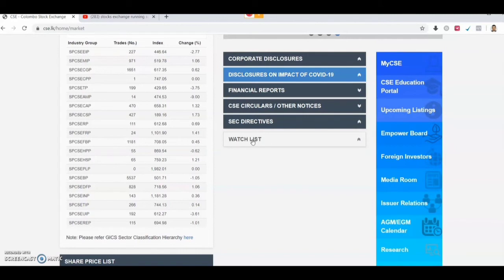So as investors, we need to be vigilant. Whichever company is under the watch list, we must monitor closely, or we shouldn't take a call on that particular stock, because CSE has given an indication that this company is under the watch list.